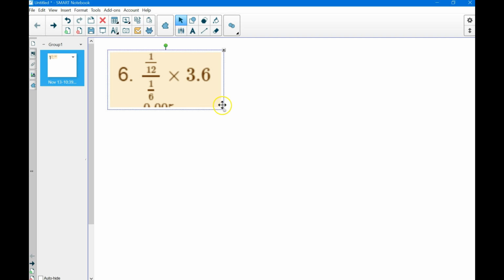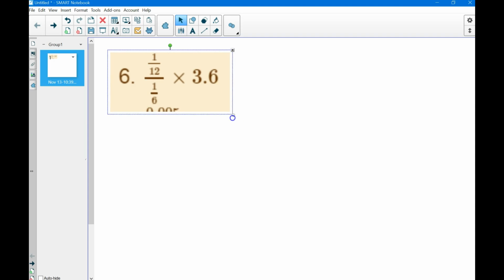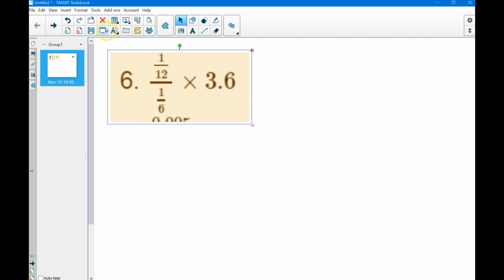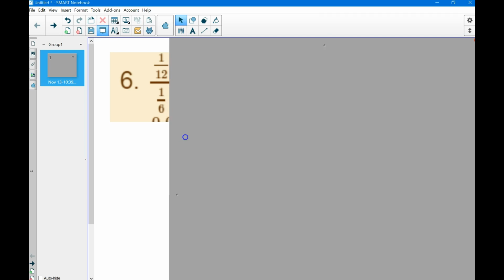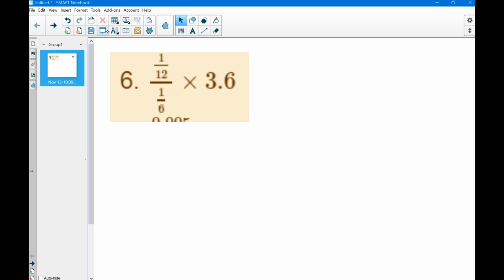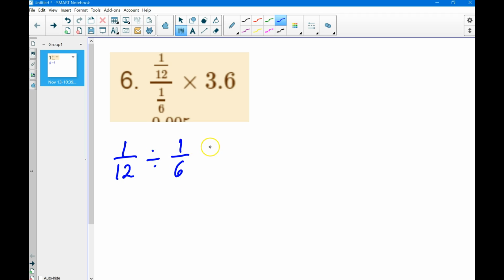Okay, so first of all, we're going to deal with the fraction part first. You've heard me say before that if I don't like something, I cover it up, so you can do it in the real world. Right here, the first thing we'll work on is the 1/12 divided by 1/6. So coming down below, it's going to be 1 over 12 divided by 1 over 6, that's the divided by sign, multiplied by 3.6.